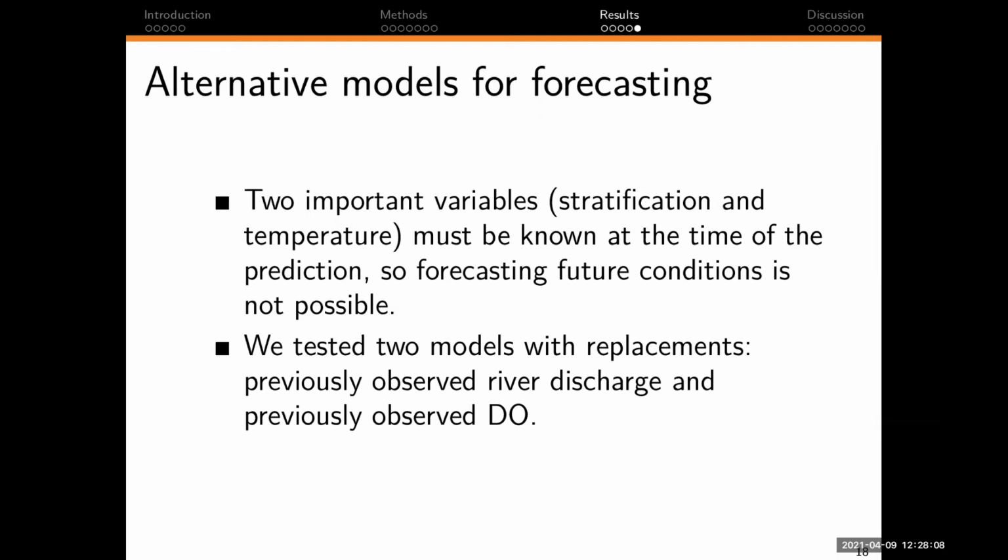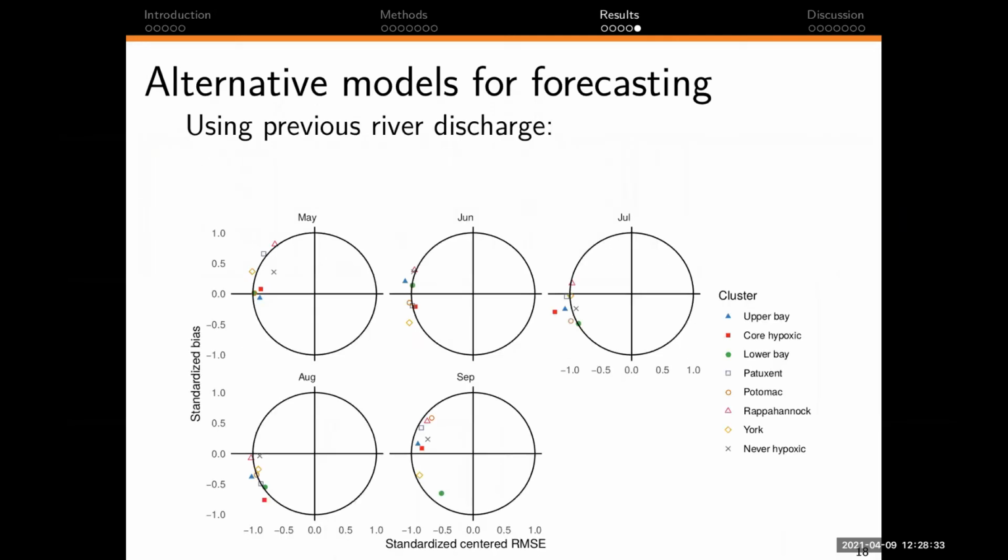So I did try testing two different alternative models that replaced those two temperature and stratification variables. One used the previously observed river discharge. River discharge is correlated with the stratification because that fresh water will increase the stratification. And I also looked at the previously observed dissolved oxygen, kind of as a lagged or damped persistence type effect. So I've shown these here.